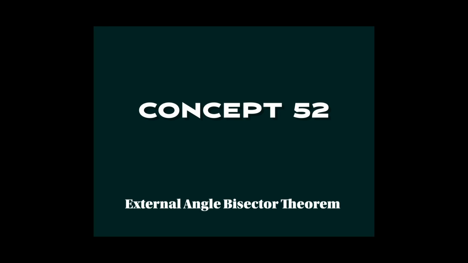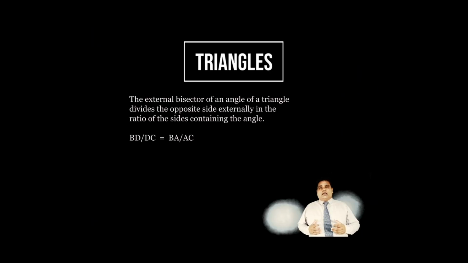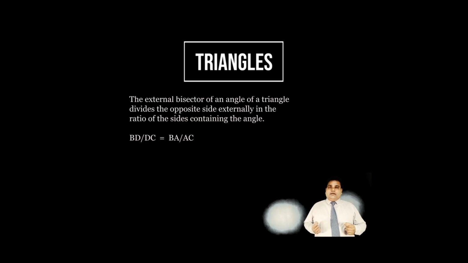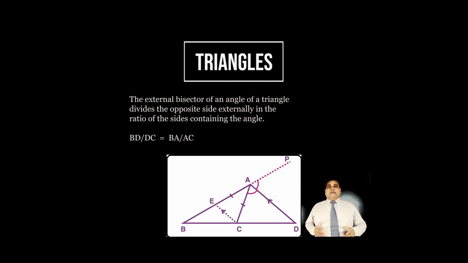Concept number 52, external angle bisector theorem. The external angle bisector of an angle of a triangle divides the opposite side externally in the ratio of the sides containing the angle. Here in the diagram, in triangle ABC, we are extending a side and making an external angle at vertex A. When we bisect that external angle, the line going from A to D is the external bisector.